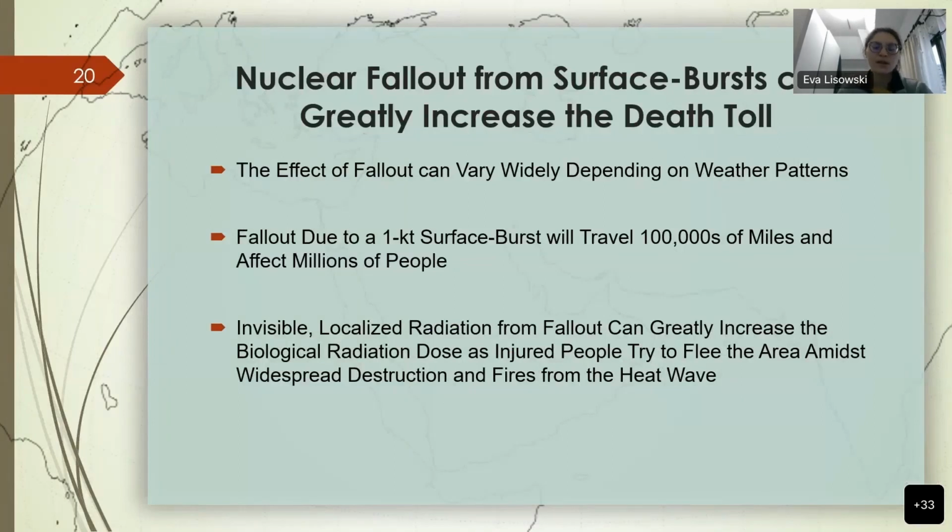So finally, we have the last effect that I had to simulate, which is of course nuclear fallout. Nuclear fallout from surface bursts can, it turns out, greatly increase the death toll because of the high level of radiation. Depending on the weather pattern, the high level of radiation on the population can greatly increase the death toll.